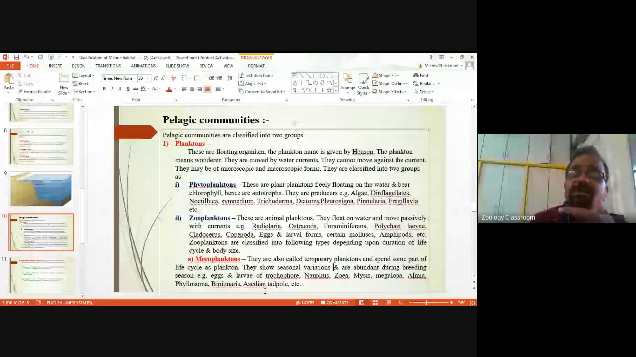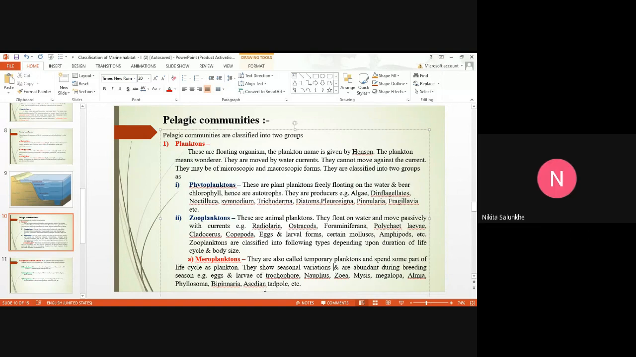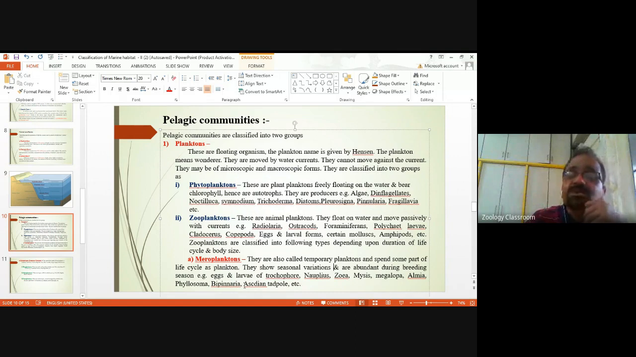When this larval stage is completed, they get transformed into the adult forms. Whatever names I have quoted, Nauplius, Zoea, Mysis, Megalopa, Amphion, Phyllosoma, all these are the crustacean larvae. Bipinnaria is the echinoderm larva. Ascidian tadpole is the urochordate larva. Is it the larva of frog? No, it is a larva of Herdmania, not frog.